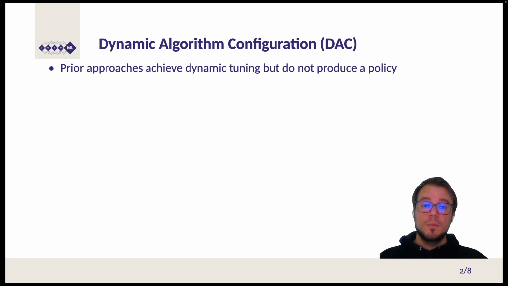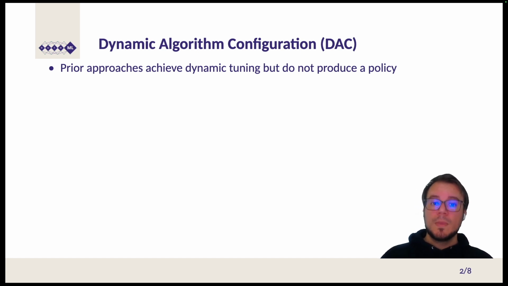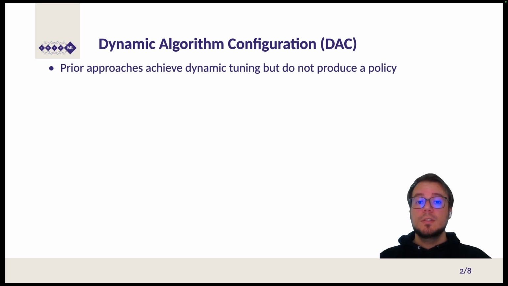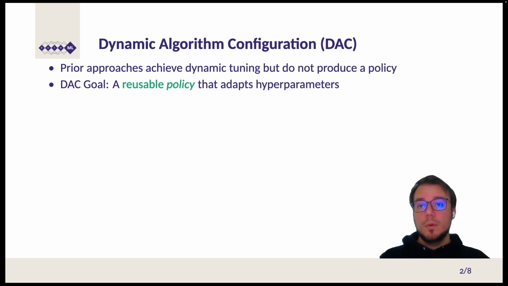So PBT, we have seen, can produce very well-performing models by dynamically tuning, but you cannot use the schedule to tune across related tasks. You are really locked into that, and all you get is a very well-performing model. You might be able to observe some trends, but you cannot really use those trends in a dedicated manner to optimize a new neural network on a very similar task. So DAC really wants to have reusable policies that adapt the hyperparameters. And the key here really is reusable policy.